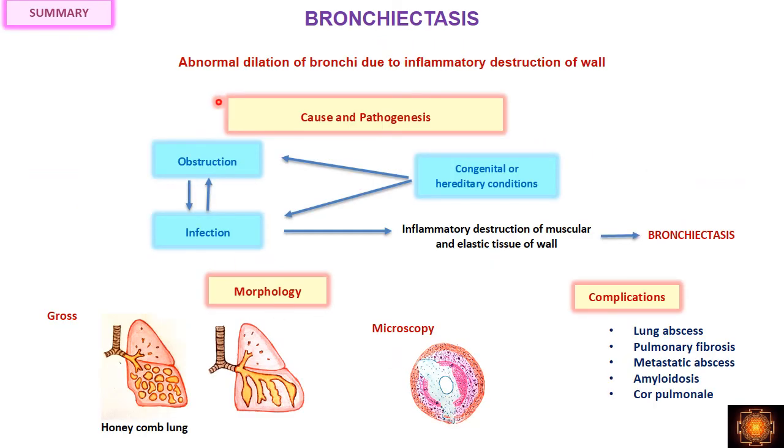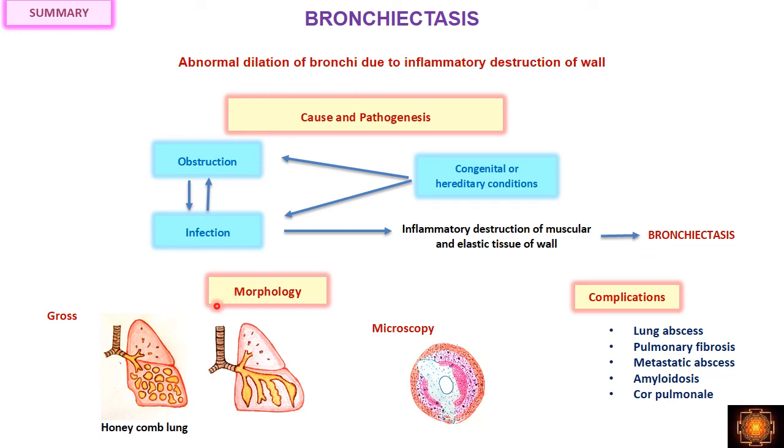Bronchiectasis. And this entire thing is a summary. You should tell the definition, then you should tell the cause and the pathogenesis, which is mainly obstruction, infection, and the congenital conditions. All are interlinked, and in all these conditions there is inflammatory destruction of the muscular and the elastic tissue of the wall leading to bronchiectasis.